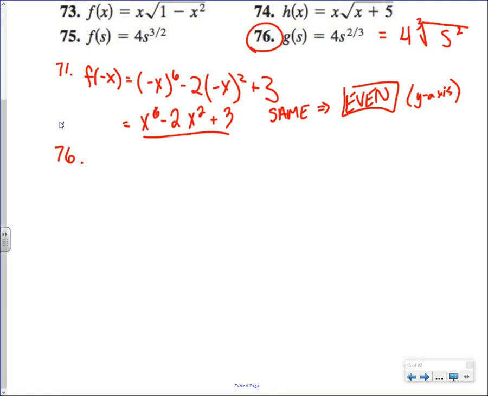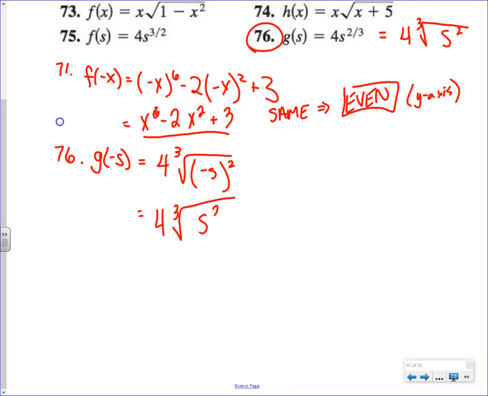So what happens if we plug in a negative to the s? Those of us who still struggle with function notation: the 4 stays, the cube root stays, and it's something squared. Who's squared? Who are we plugging in? What happens when you simplify? The 4 stays, the cube root stays, but what happens here? The negative becomes a positive, and it stays the same, check it with the first, which means y-axis symmetry.